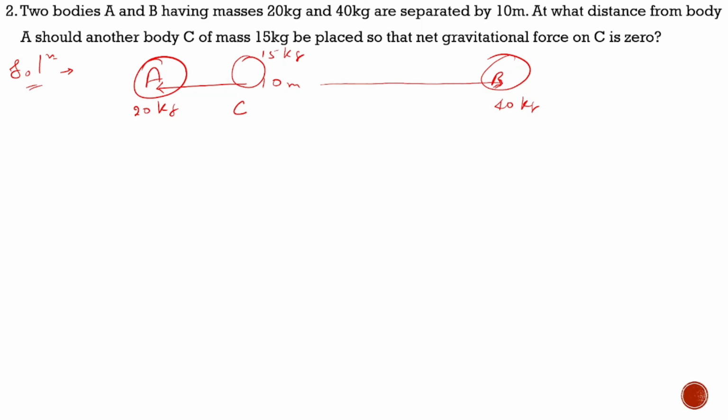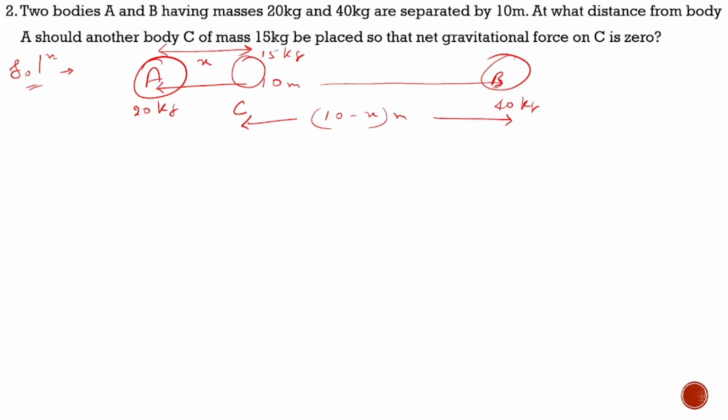Okay, so the question is, at what distance from body A should another body C of mass 15 kg be placed? We have to find the distance of A to C, this one, X. Okay, the total distance is 10 meters. If we take the distance from A to C as X, then what is the distance between C and B? It will be 10 minus X meters.